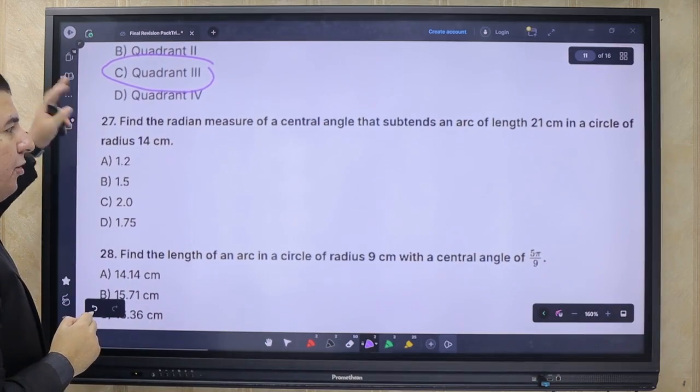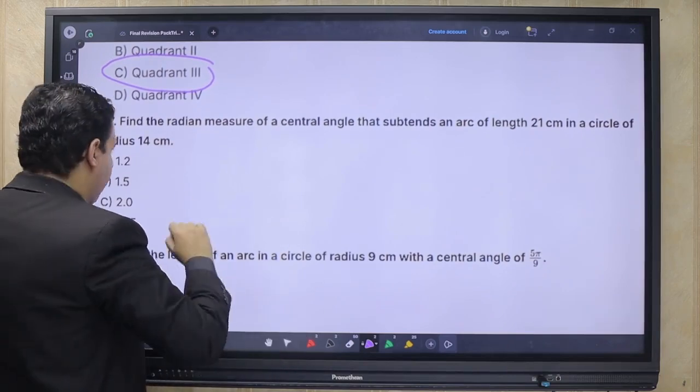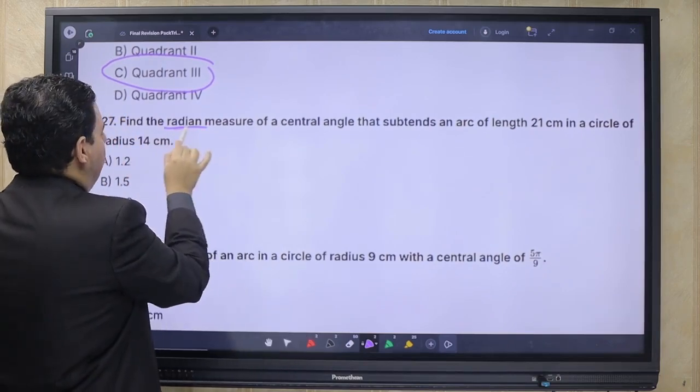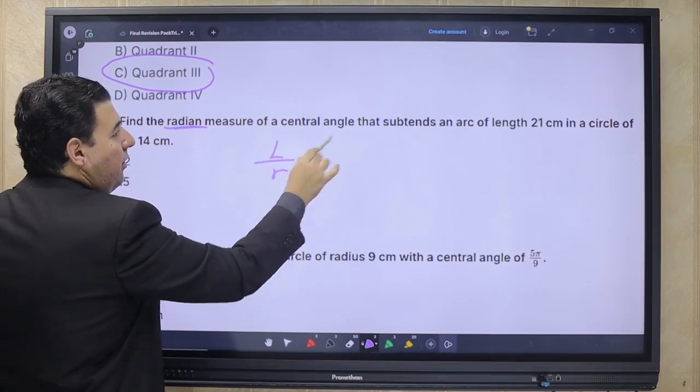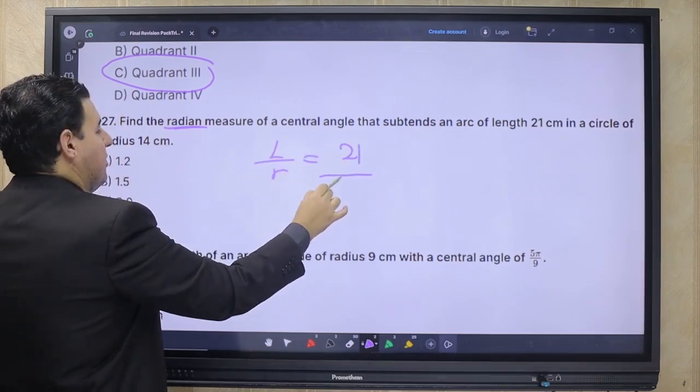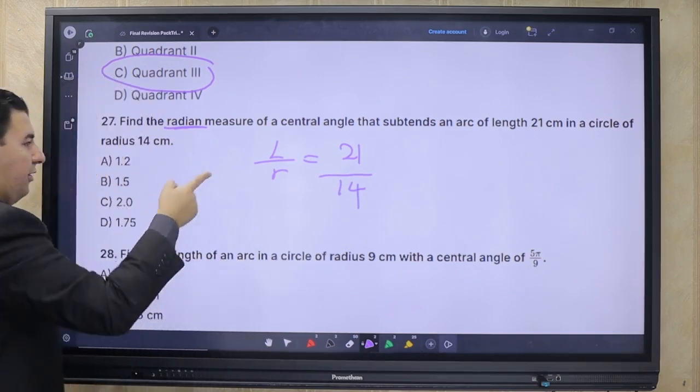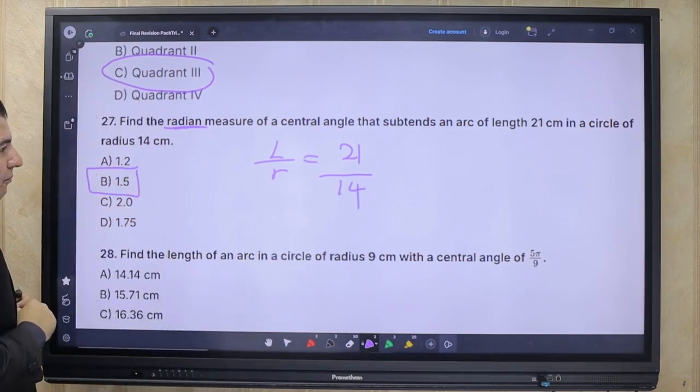Find the radian measure of the central angle, according to the magic triangle we said before. To find the radian measure, we are going to make L divided by R. L equals 21, divided by radius equals 14. 21 divided by 14 equals 1.5.